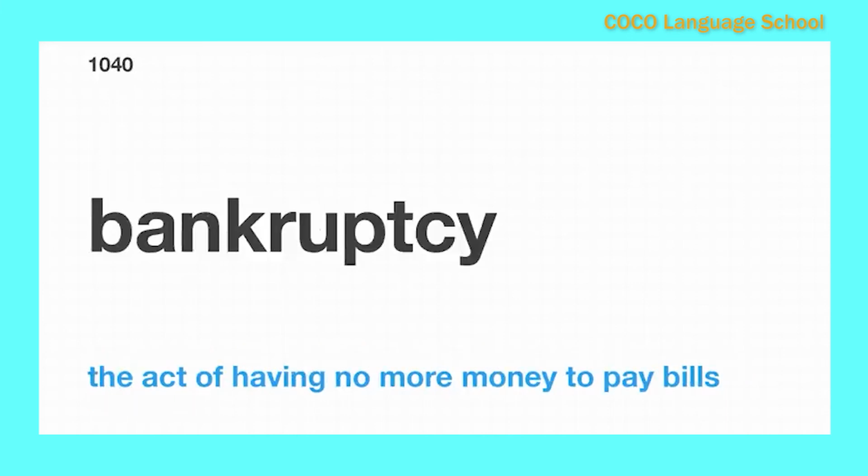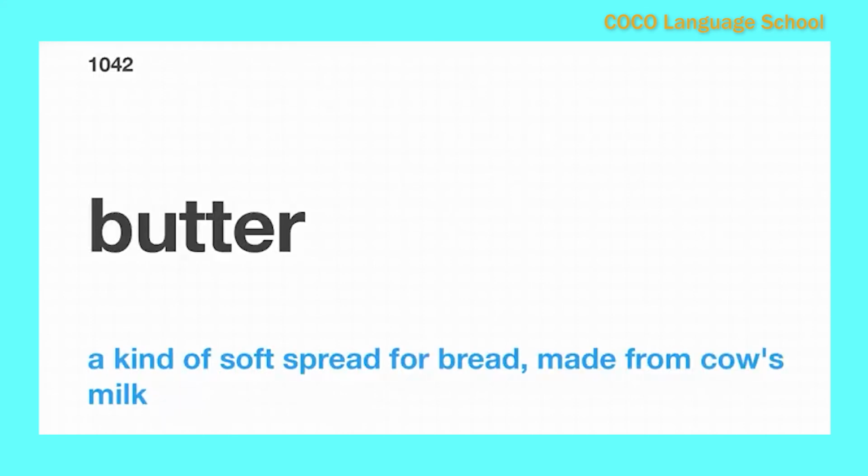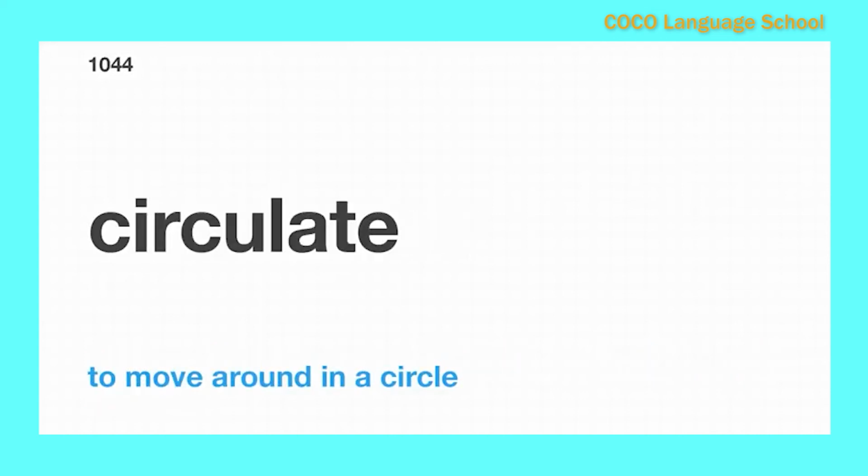The act of having no more money to pay bills. Bankruptcy. In big amount. Bulk. A kind of soft spread for bread, made from cow's milk. Butter. A form of measurement, for example, there are 100 centimeters in a meter. Centimeter. To move around in a circle. Circulate.